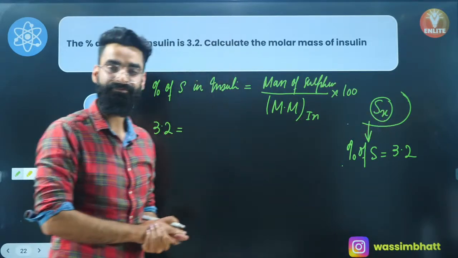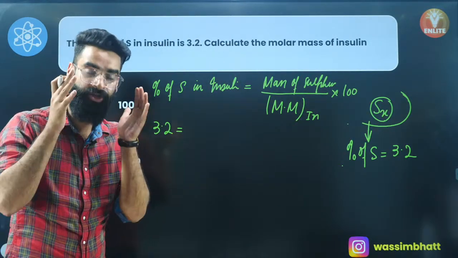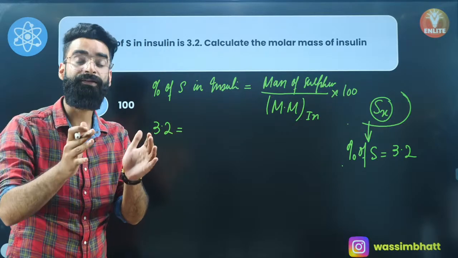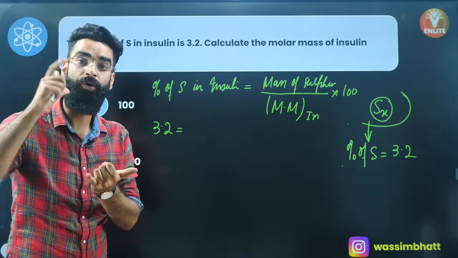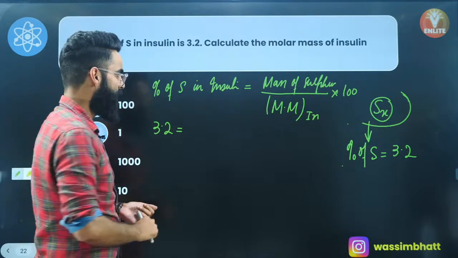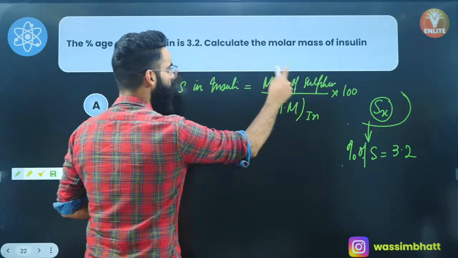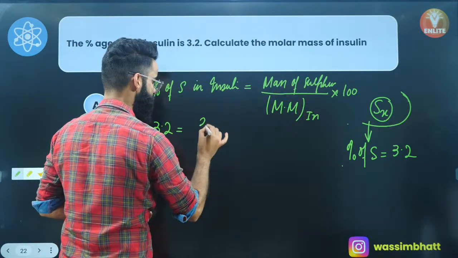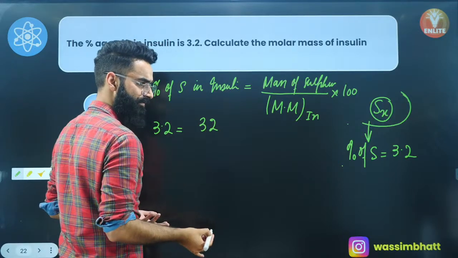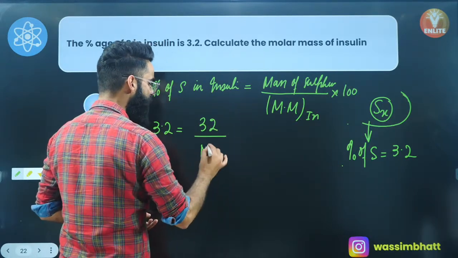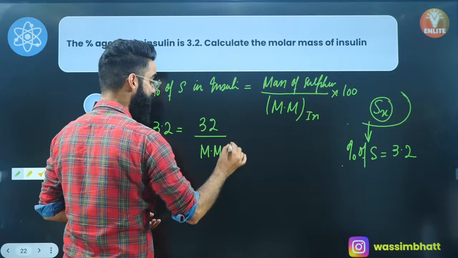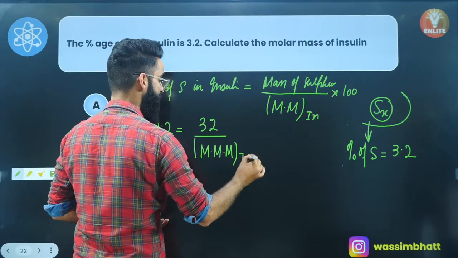Molar mass of insulin can only be minimum if there will be only 1 mole of sulfur in 1 mole of insulin. So I'm assuming there is 1 mole of sulfur present in 1 mole of insulin, right? And the mass of 1 mole of sulfur is simply going to be 32 grams, which is the molar mass of sulfur, right? Divided by. Now, I won't be writing only the molar mass. I'll be writing the minimum molar mass of insulin. Multiplied by what?